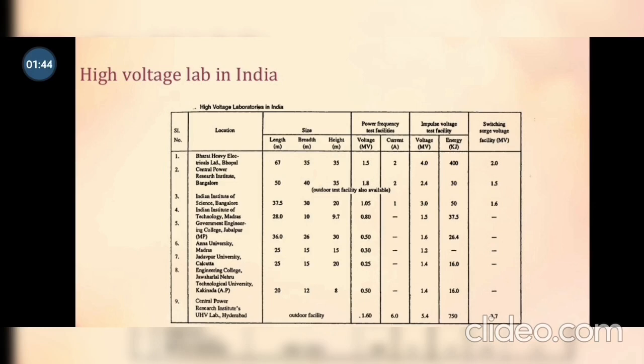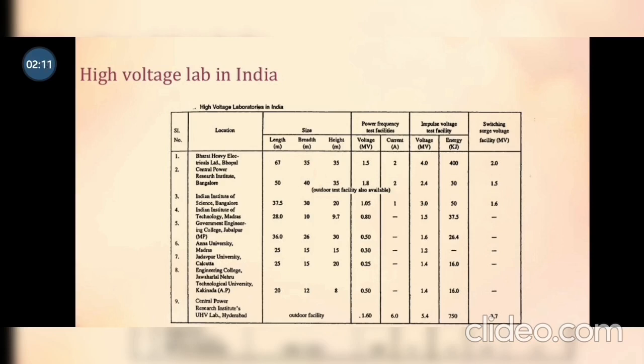Next is the Indian Institute of Technology, Madras, which has 28 meter length, 10 meter breadth, 9.7 meter height, and power frequency test facilities of 0.18 megawatt and 0.18 megawatt, and the impulse voltage facility is 1.5 megawatt and 37.5 kilojoule.